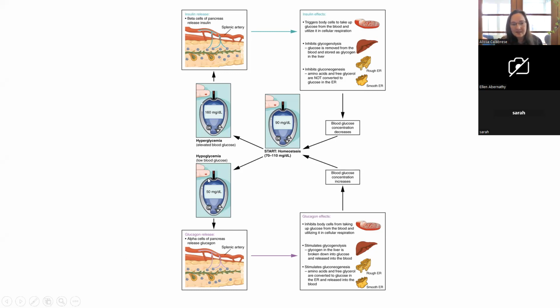The opposite of that is, say it's been a while since I've eaten. I could go hypoglycemic, right? So not enough sugar in the blood. What happens then is the pancreas will release glucagon. Glucagon will tell my liver to break down some of the extra glycogen that it was holding on to and release more of that glucose component into the blood to get us back to homeostasis. So either way, we're controlling blood glucose levels.